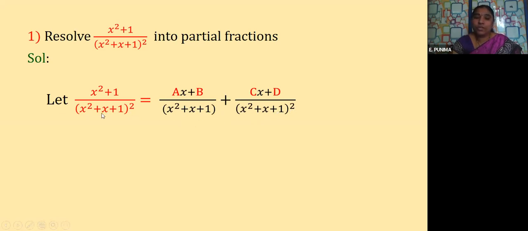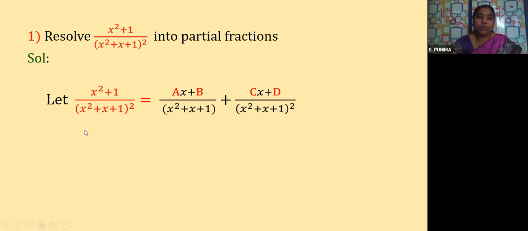So you know how to check whether it is irreducible or not. Already in the last class also we did that, children. So here also we can verify the discriminant value, b square minus 4ac. You will get it as less than 0. So that's why it is irreducible. And these are the two partial fractions we get.